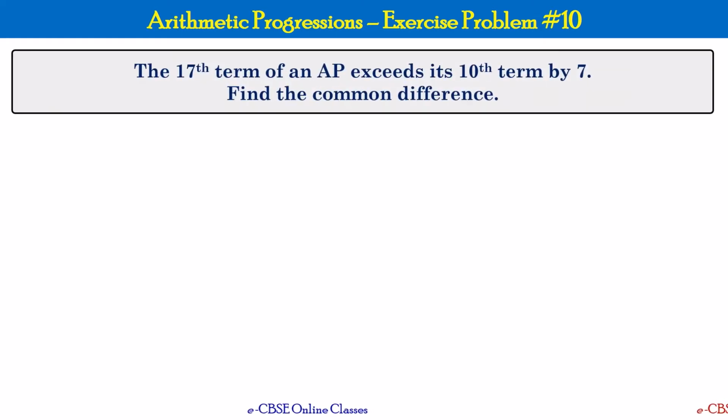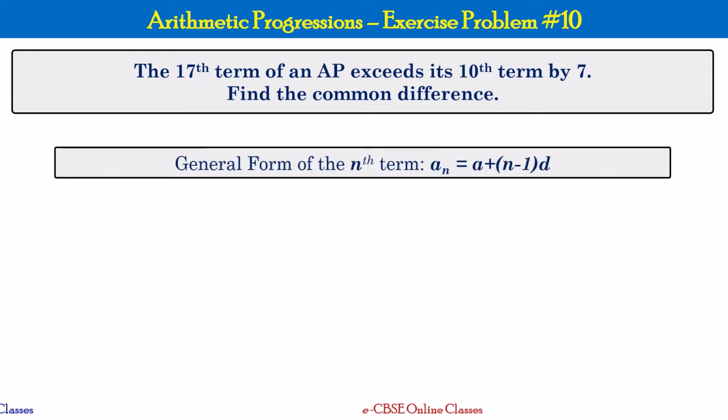Let's solve another problem here. It says the 17th term of an arithmetic progression exceeds its 10th term by 7. Find the common difference. The formula to be used is again the same.